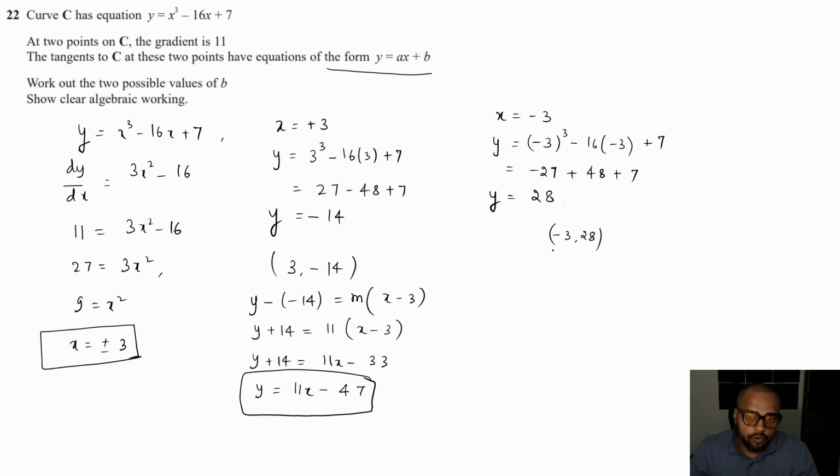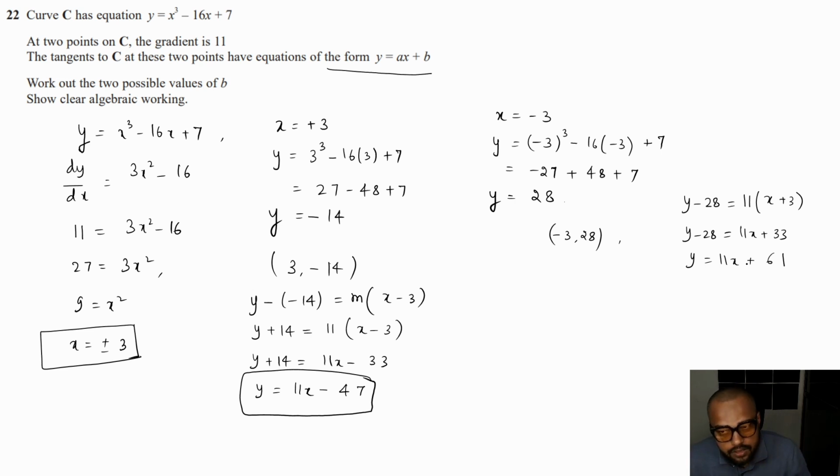Similarly for the other coordinate, if I calculate with the same process, y − y1, that is y − 28, equals m, again the slope is 11 here, times (x − (−3)), that is x + 3. So y − 28 = 11x + 33, and y = 11x + 28 + 33, which equals 61. So this is the second equation, students, which we are getting.